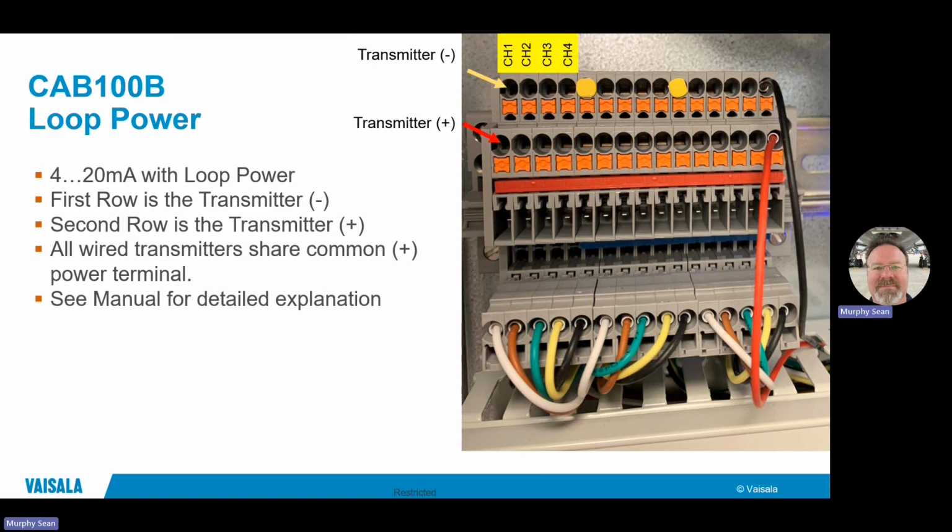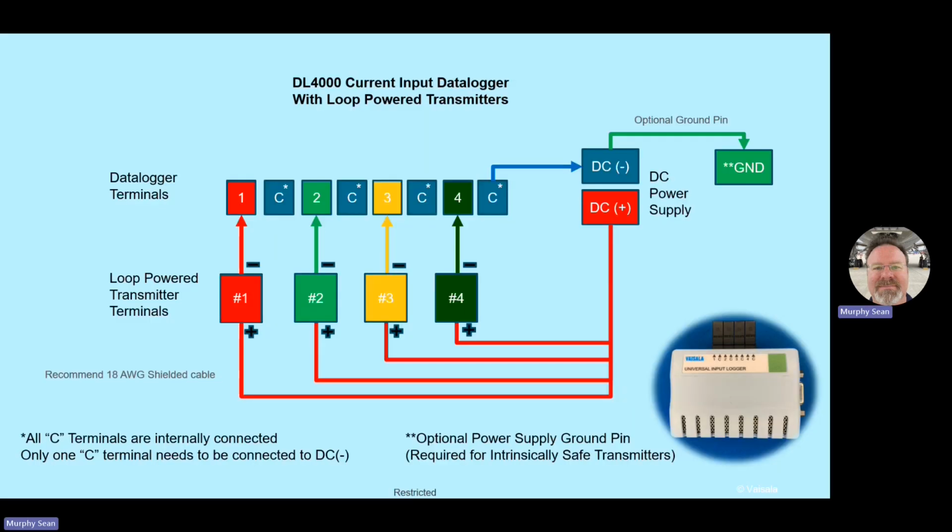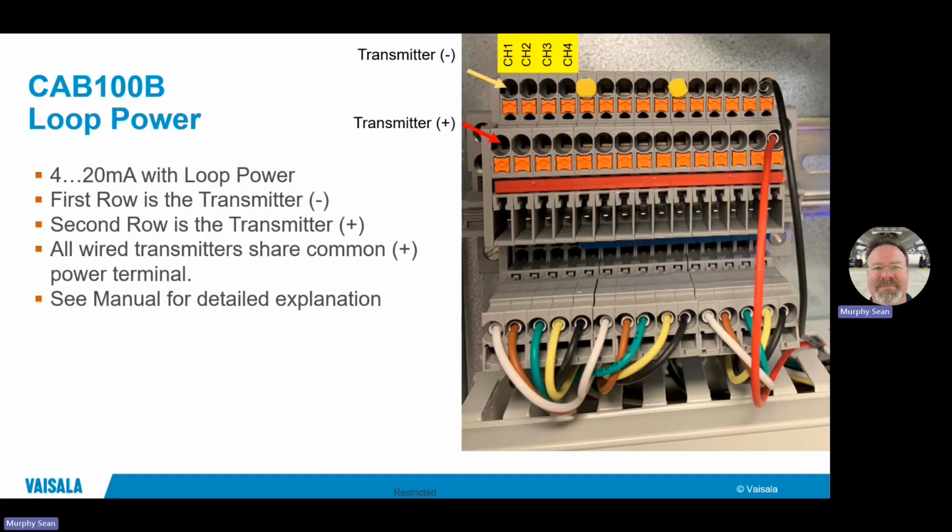So this is taking a look at that terminal block that's inside the CAB 100 panel. The first row is all the negative terminals. The top row is all the positive inputs. If you remember from the wiring diagram that I showed you earlier, the inputs are all the positives and the outputs are all the negatives. So when you go over to here, this is the positive and this is the negative for your wiring of each one of your transmitters.